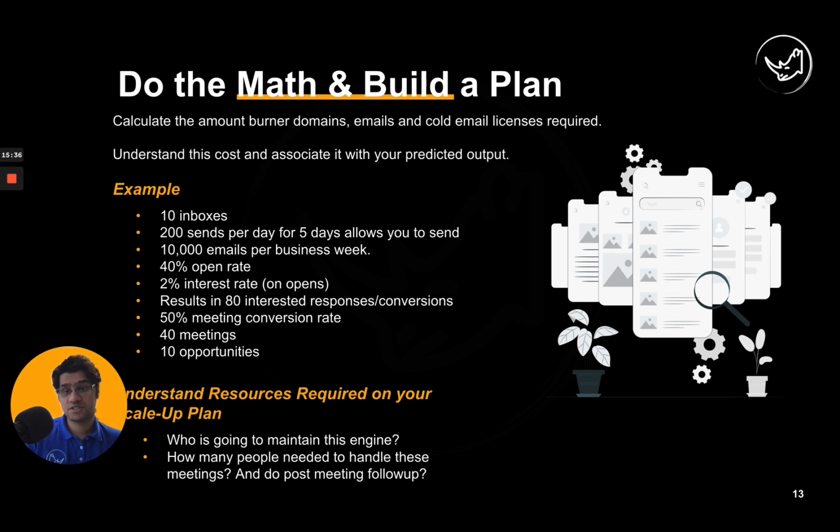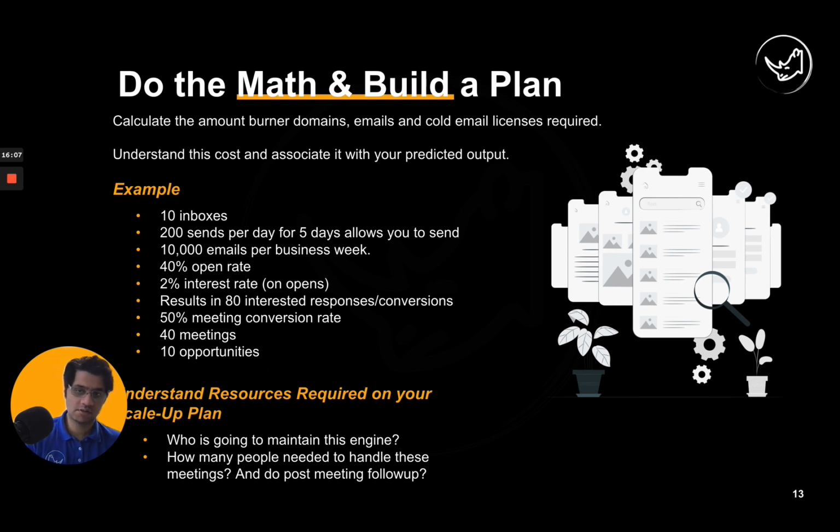But specifically, you need to understand who is going to maintain this engine. Is this on you? Do you need to get an intern? Do you need to get somebody else? You need a BDR, right? How many people are also needed to handle some of these meetings, and who's going to be doing the follow-ups post the meetings? I think a lot of people jump into this and they don't understand all these parameters. Again, this is a simple calculation, and then you're like, okay, if I'm able to push out this amount, I'm able to get these many opportunities or meetings out of it.